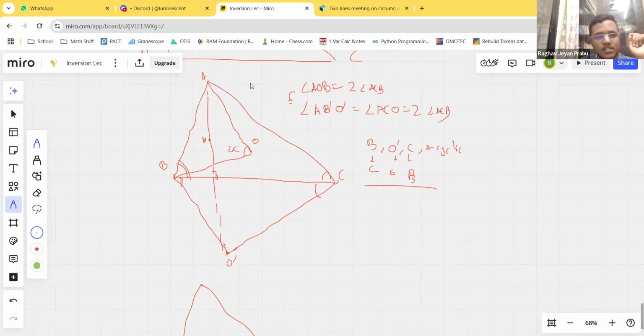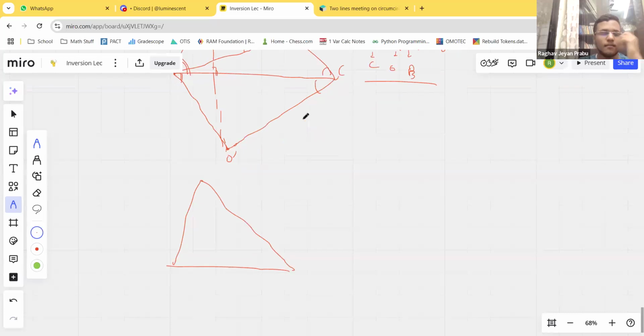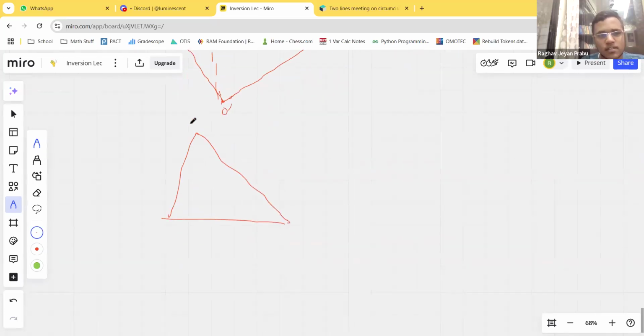Because this is a very simple example, but sometimes in more complicated diagrams you might get confused. So if this were to be cyclic, then these 3 points are collinear. In this case, this is not true. So that did not happen in my inverted diagram. So let's now look at what happens to the incenter I.